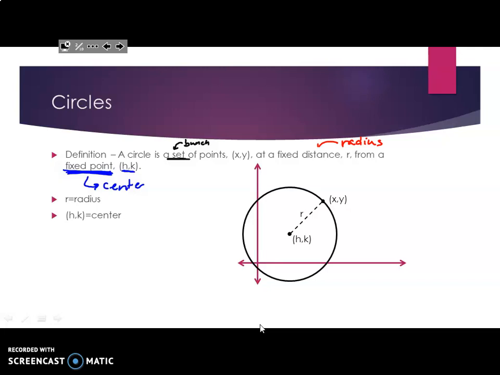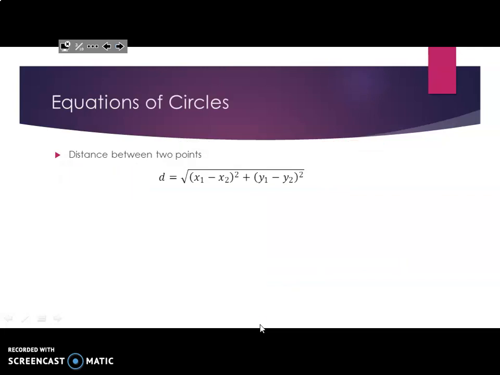Okay? Now, to come up with the equation of our circle, we're going to use something that you guys have used before. I don't believe we talked about it this year, but it is called the distance formula. The reason is that the distance formula can take a point and another point, and it will tell you what the distance is in between. So the distance formula actually works out really well for coming up with the equation of a circle.